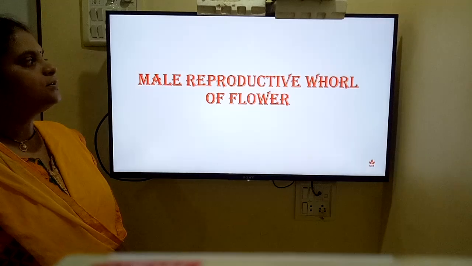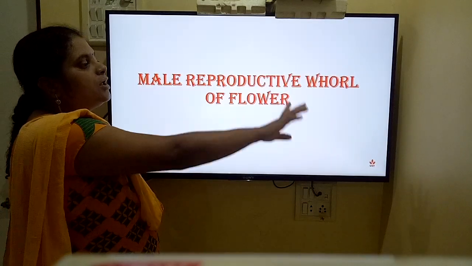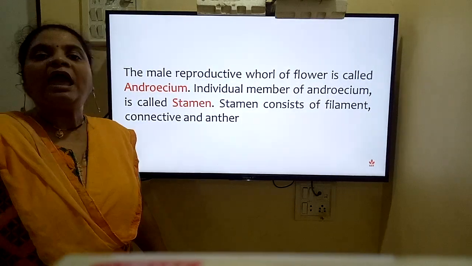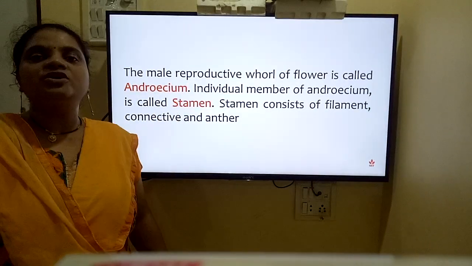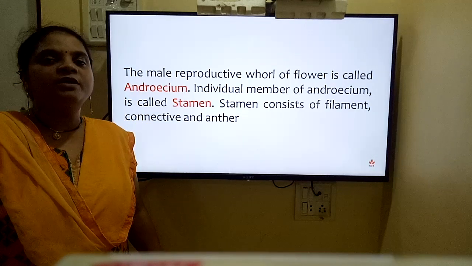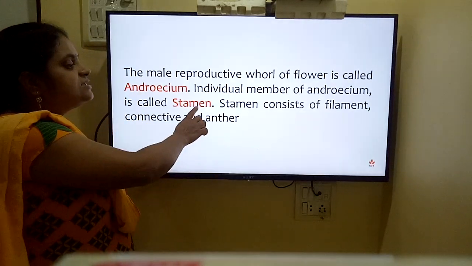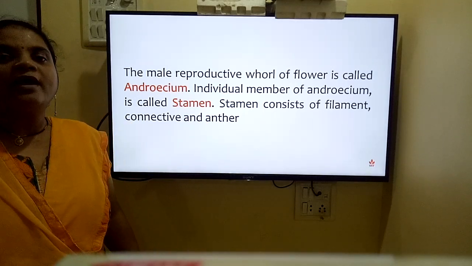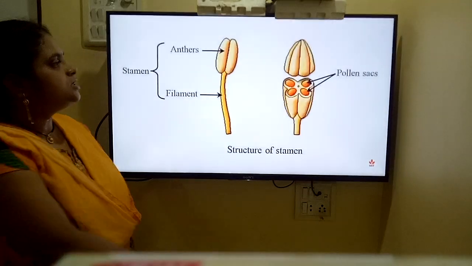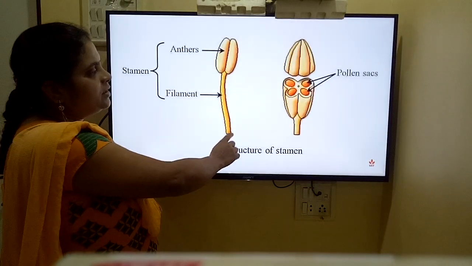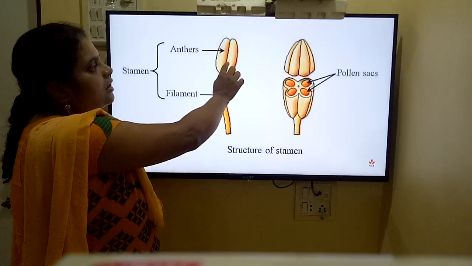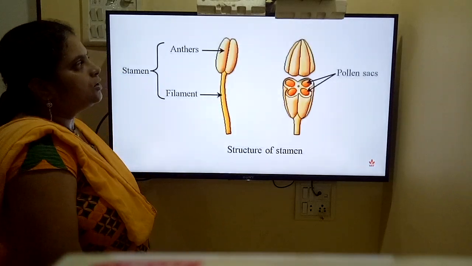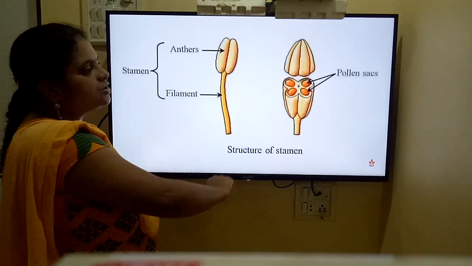Now the next one is the male reproductive whorl of the flower. As I told you, the male reproductive whorl is the androecium. This androecium is the male reproductive whorl, and each member of the androecium is called a stamen. And the stamen consists of what? Filament, connective and anther. See, this is the diagram of the stamen. This is the filament, anther lobes 1 and 2, and this is the connective. So this is the structure of the stamen.